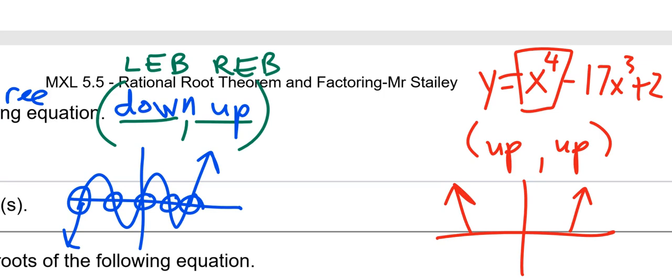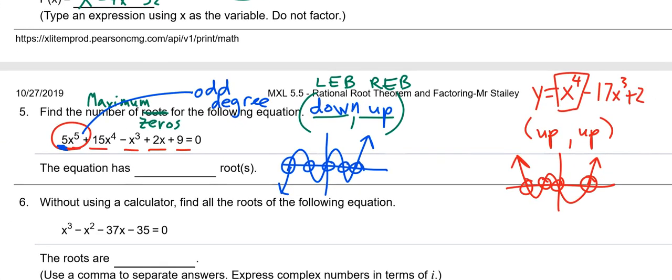What's the most number of times you can see a 4th degree hitting the x-axis? 1, 2, 3, 4 times. Now, could we do less than that? Sure we could, but the question asked me, what's the maximum number of times?